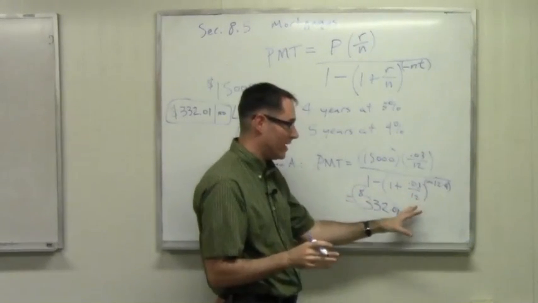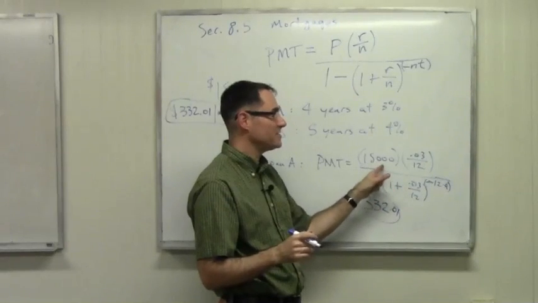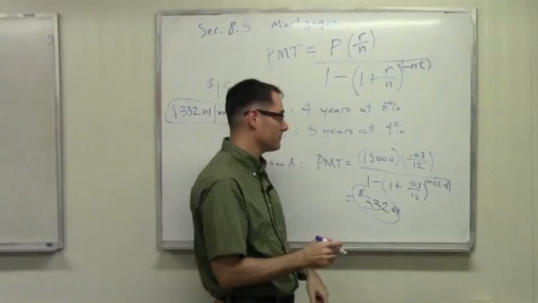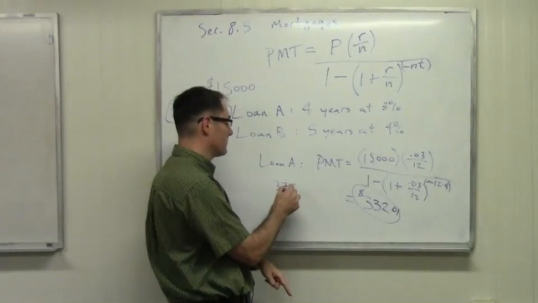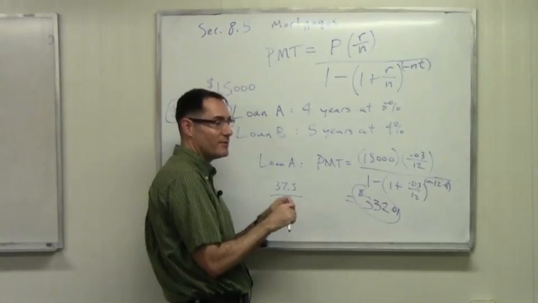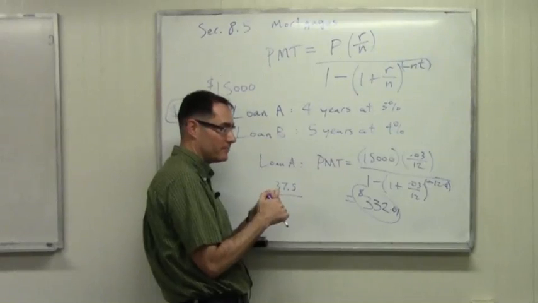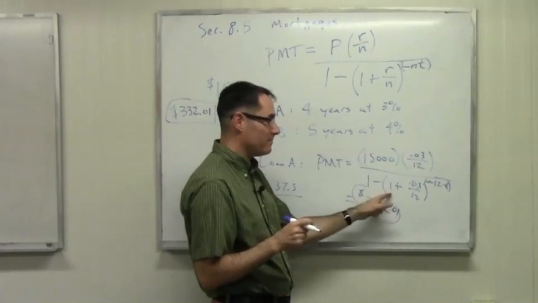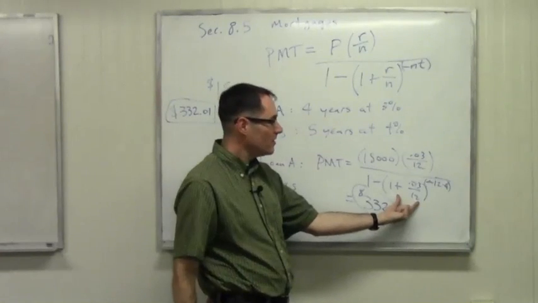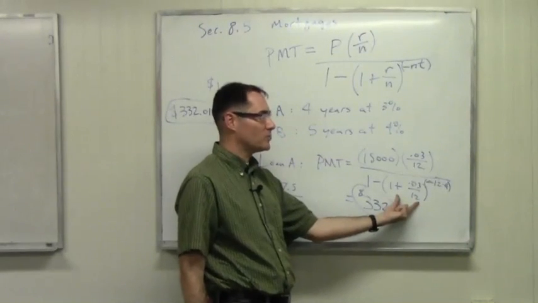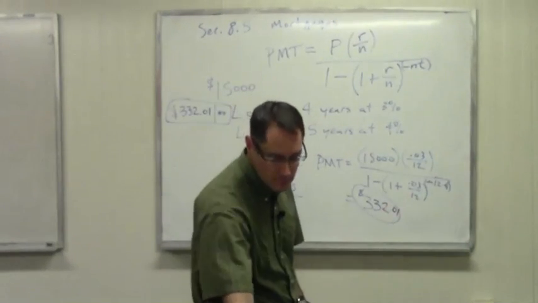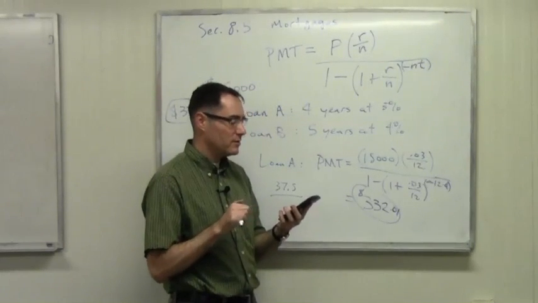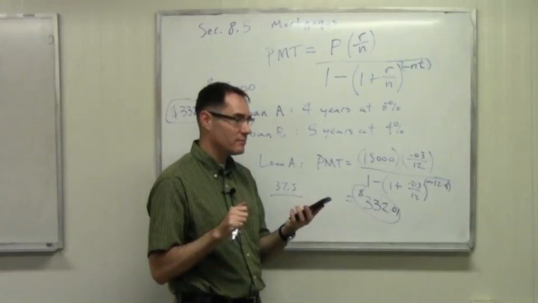Ready? First things first. 15,000 times 0.03 divided by 12 should give you 37.5. Set that number aside. Write it down somewhere: 37.5. Let's do the bottom part first. 1 plus 0.03 divided by 12 gives you 1.0025.